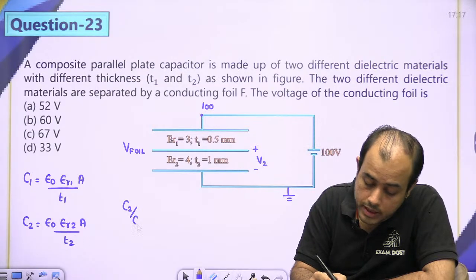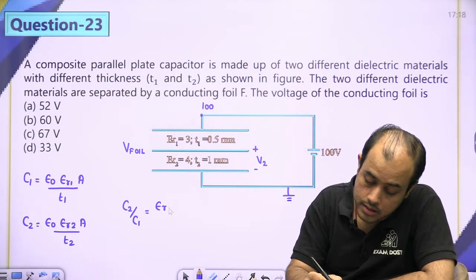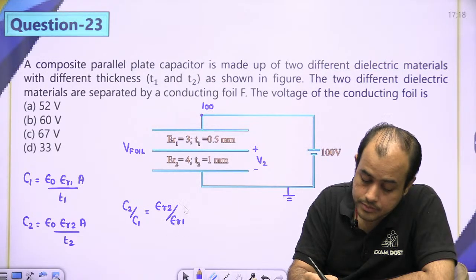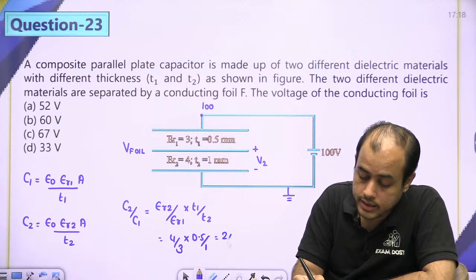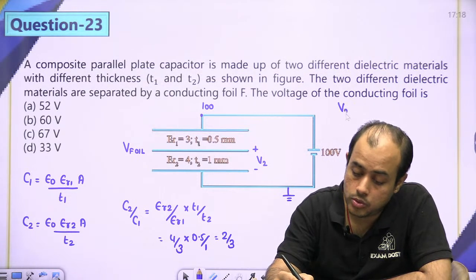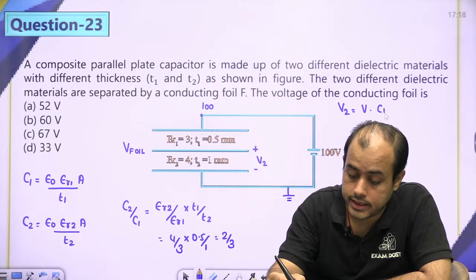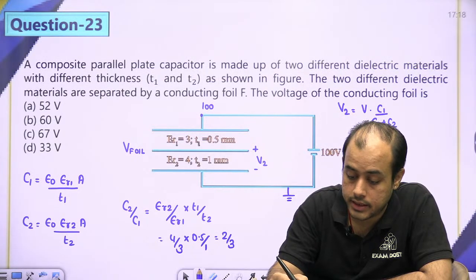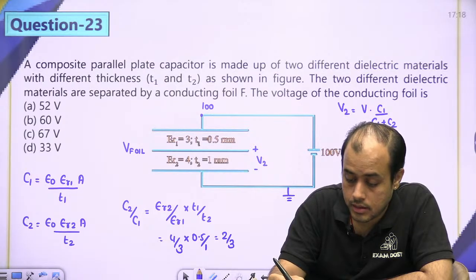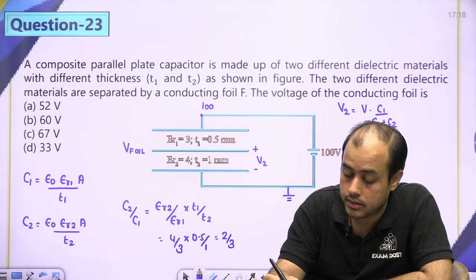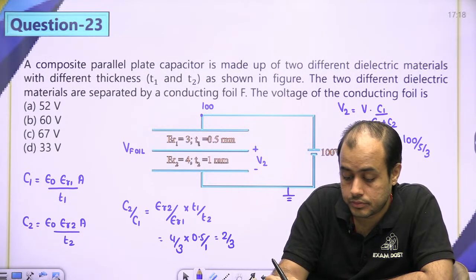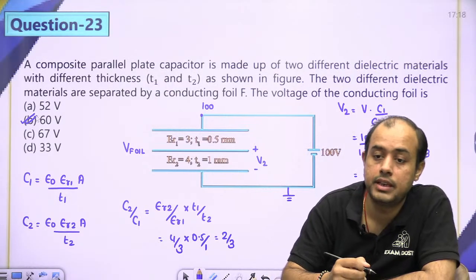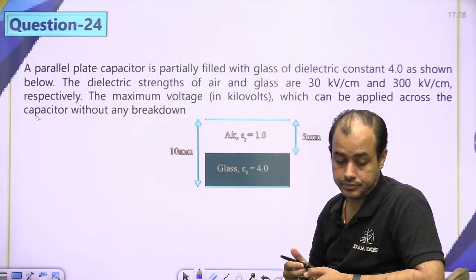Now what is C2 by C1? Epsilon R2 by epsilon R1, T1 by T2. 4 by 3, 0.5 by 1. So 2 by 3. So what is V2? It is total voltage into C1 by C1 plus C2. 100 into 1 by 1 plus C2 by C1. That is 60 volt. Very good beta.